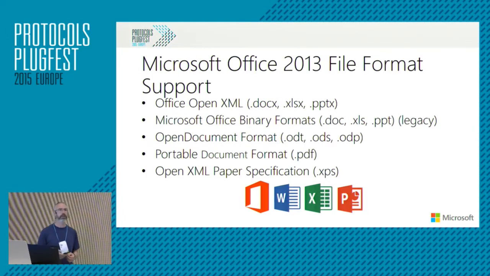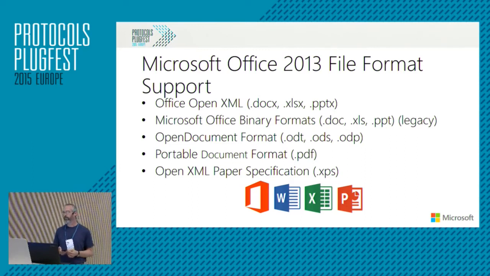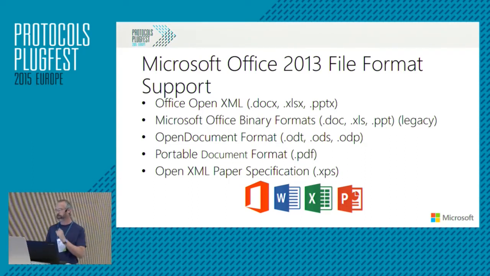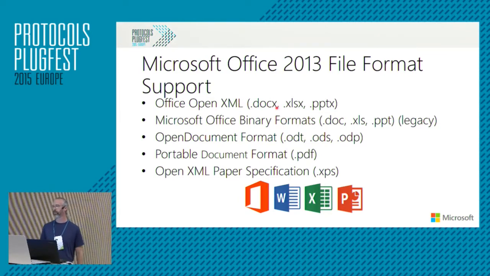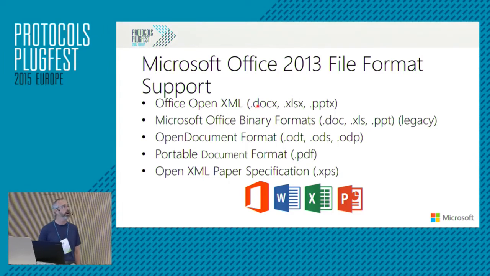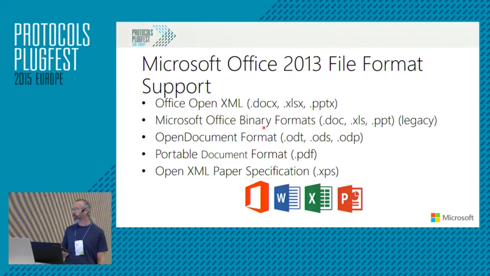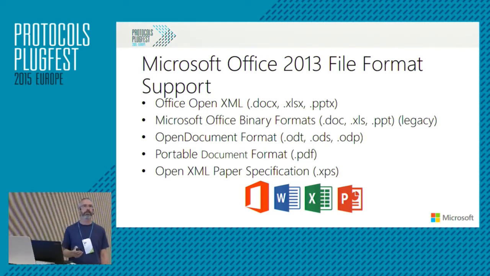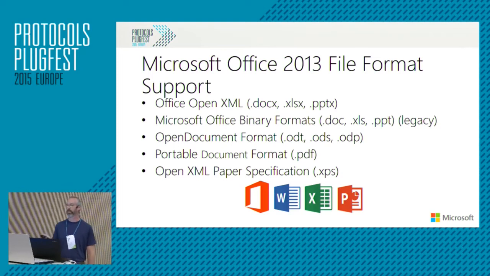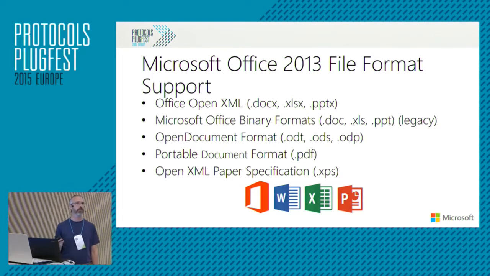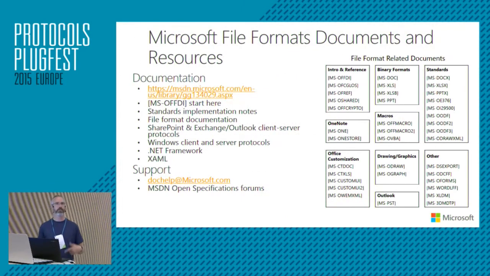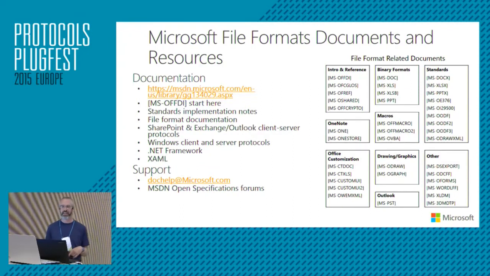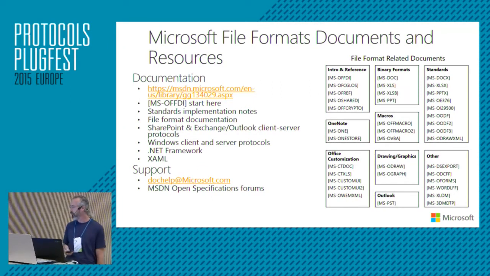So here we see the supported file formats. We have the default file format for Office right now, for Office 2013, which is the OOXML format. And then, of course, the binary formats and the ODF and PDF and XPS. These are not all of the formats supported, but they are some of the top ones that are used, and of course the default one. If it seems like I'm going quickly through these, I am kind of going quickly through the slides so as not to cut into Chris's talk.